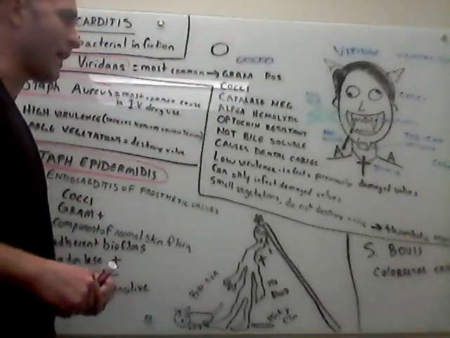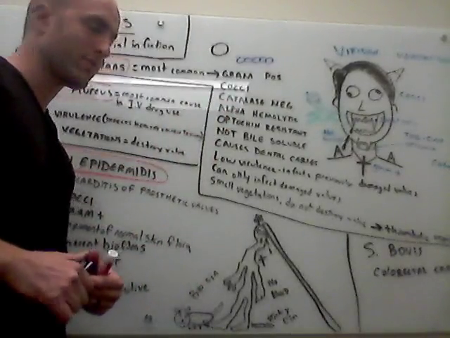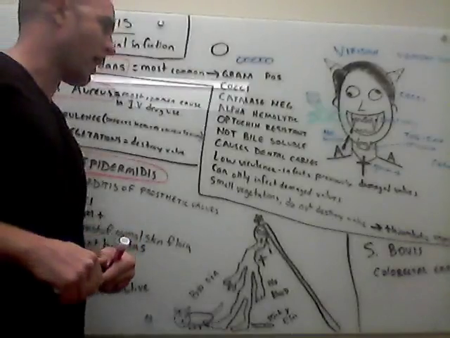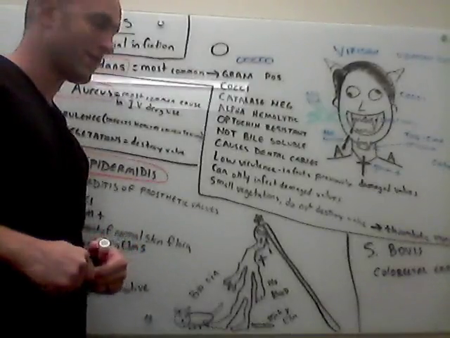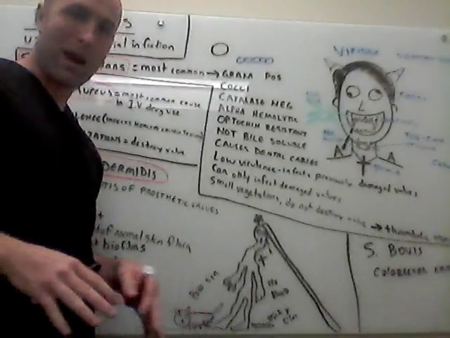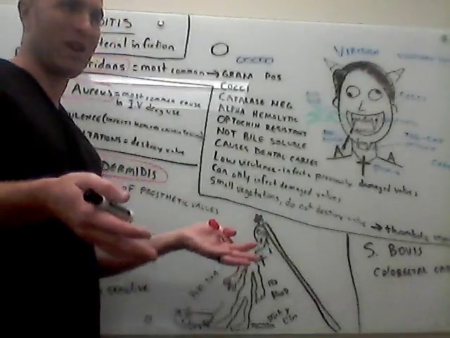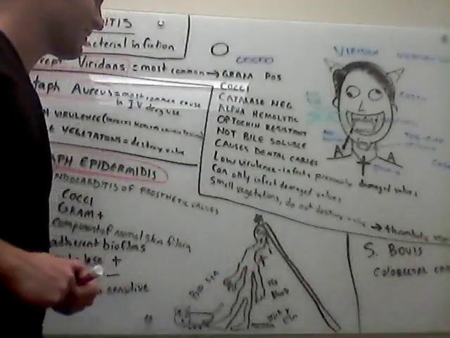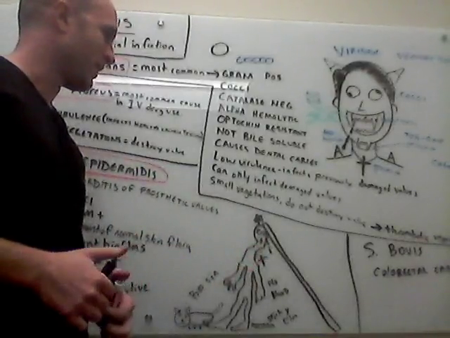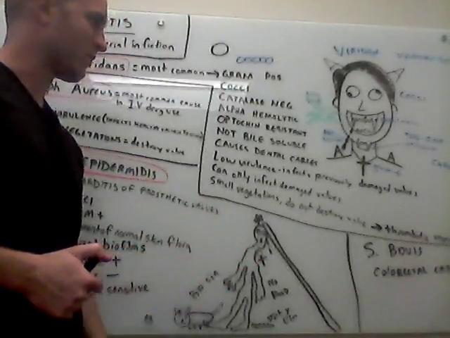It is alpha hemolytic. It is optochin resistant. It is not bile soluble, so it does not solubilize in bile. And everything else I pretty much talked about already.